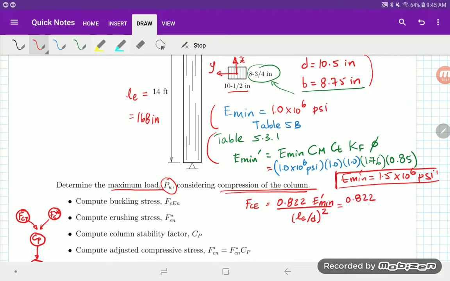0.822 times 1.5 times 10 to the 6 psi, all of this divided by our length, which is 168 inches. That's the restrained length for buckling. I'm going to divide that by the smallest dimension, as I had mentioned, 8.75. All of those are in inches, so that's okay in terms of units. And that gives me FCE of, I forgot it squared here, 3,345 psi.